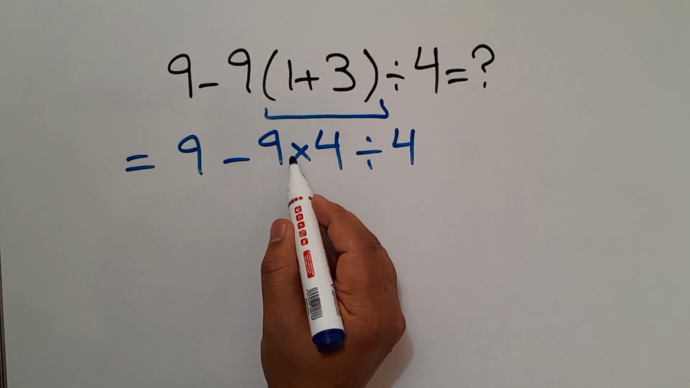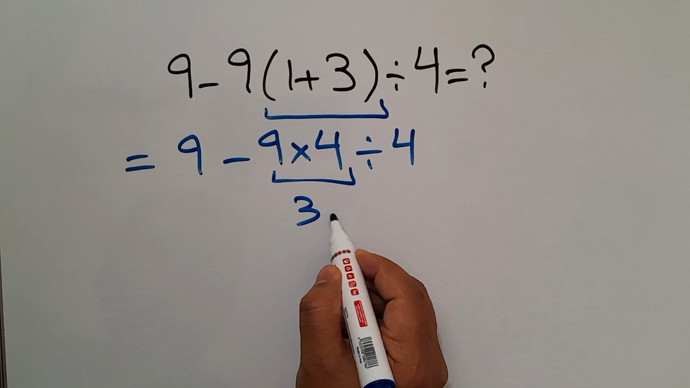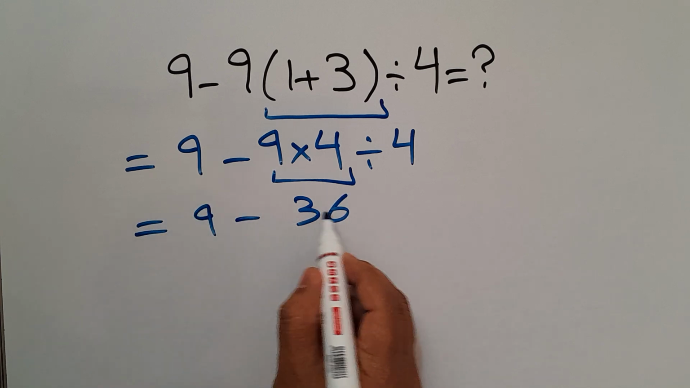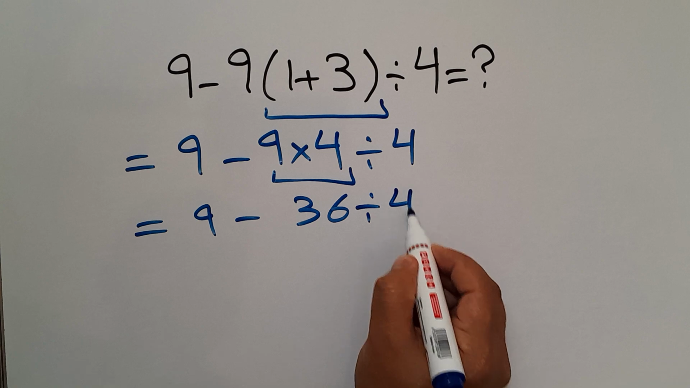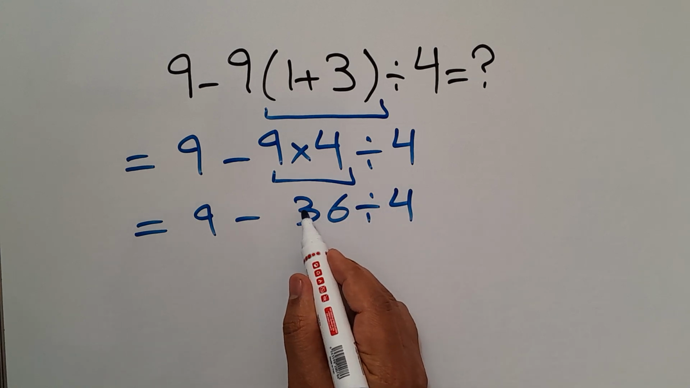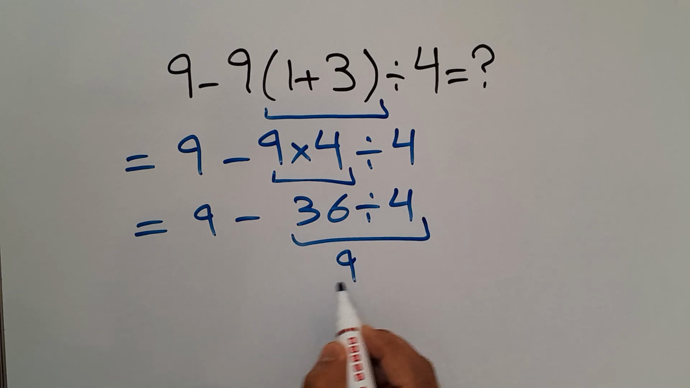So first, this multiplication. 9 times 4 gives us 36. So we have 9 minus 36 divided by 4. Now we have to do this division. 36 divided by 4 gives us just 9.